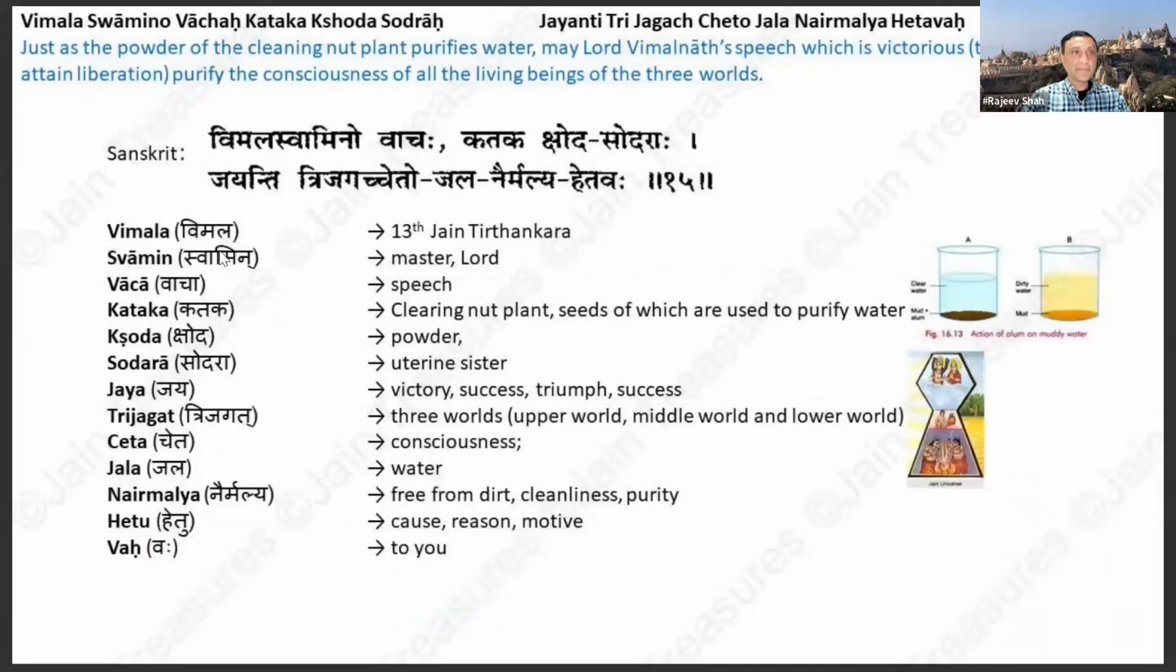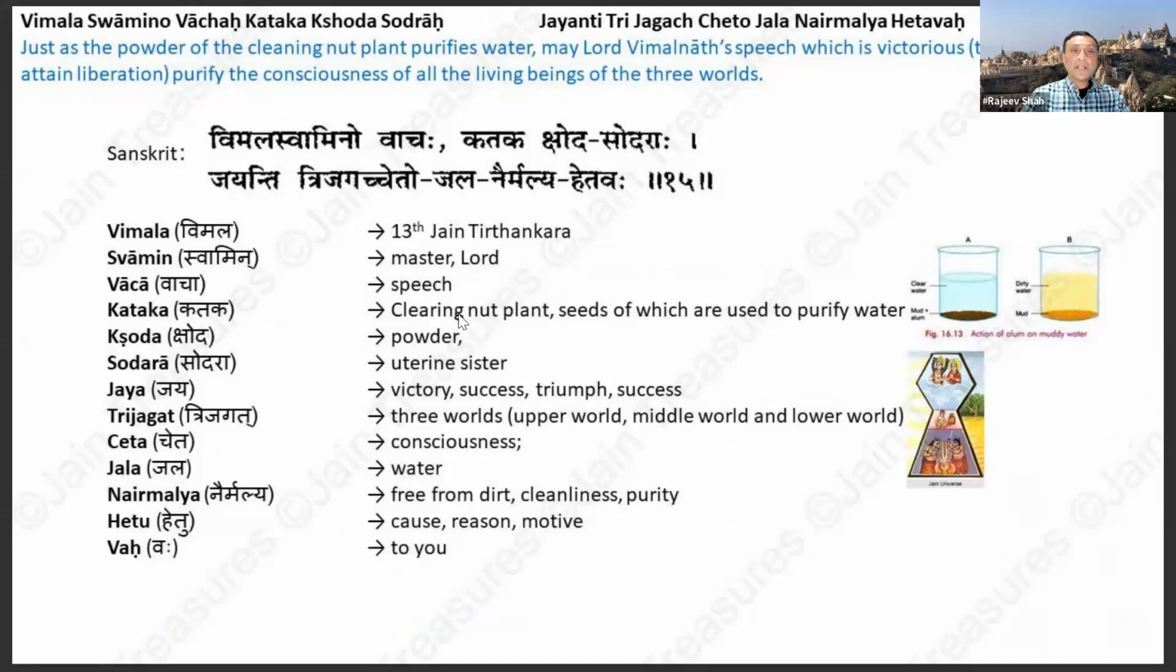Skipping one. Okay, so the other one is the 15th. Vimala Swami no Vacha Katak Shoda Sodara Jayanti Trijaka Cheto Jala Nirmali Hetvaha. So this is Vimalnath Bhagwan, the 13th Jain Tirthankar. Swami means master or lord. Vacha means speech, Vachan.